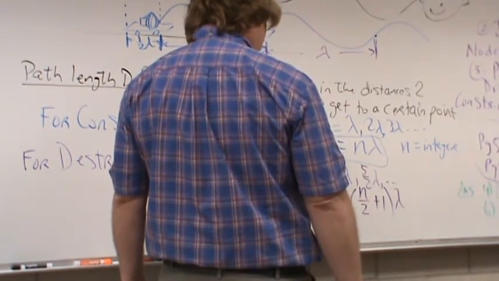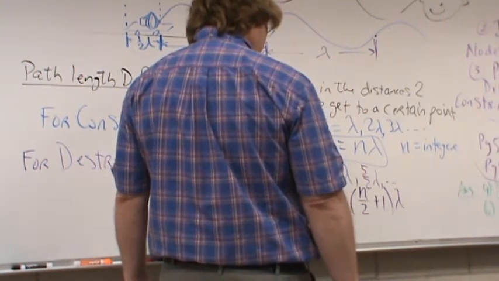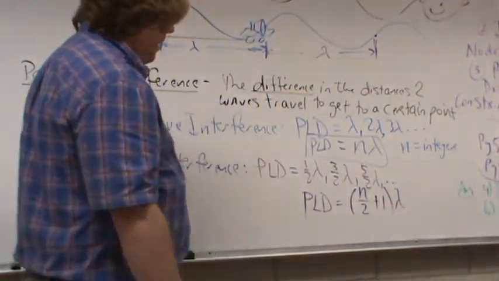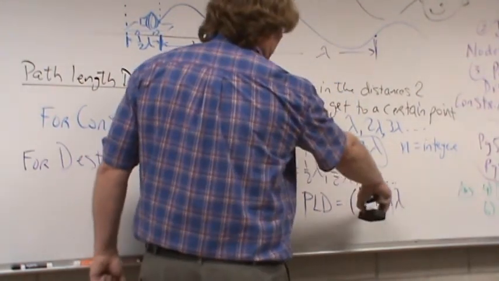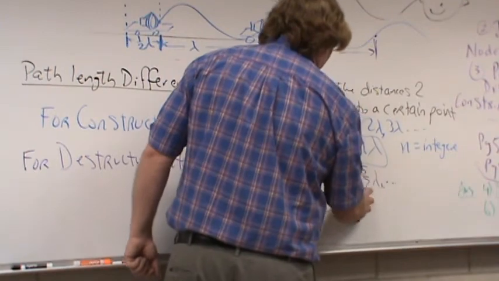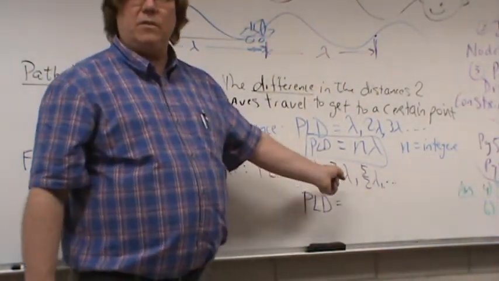No, that's not gonna get me there. Because if n is 2, I get 2 lambda, and 2 lambda is constructive. So that's not gonna get me there. That was a good guess, but if n is 2, that's no good.